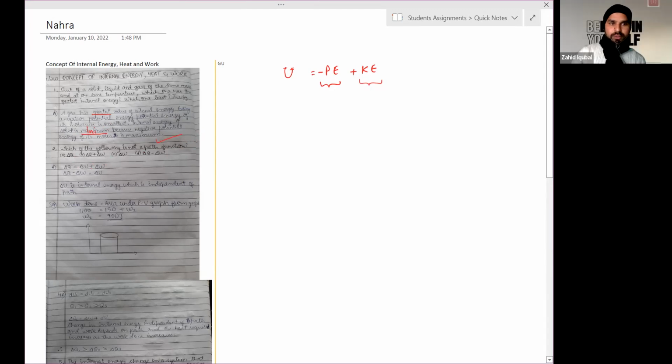Next question was, which of the following is not a path function? I define using the first law, dq equals du plus dw. du, that is the change in internal energy, is a state function, and the rest, dq and dw, are path functions. So the difference of these two energies will give you internal energy, which is not a path function, since it depends upon the initial and final point. So your answer is correct. Third, work done.